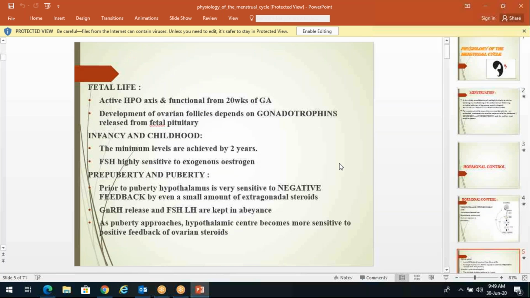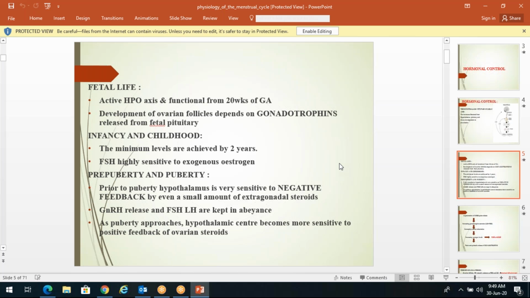So what happens in fetal life? An active HPO axis will be there, and it is functional from 20 weeks gestational age. Development of the ovarian follicles depends upon the gonadotropins released from the fetal pituitary. What happens in infancy and childhood? The level of hormones will be minimal up to 2 years. FSH is highly sensitive to exogenous estrogen, so if you give exogenous estrogen, the FSH will decrease.